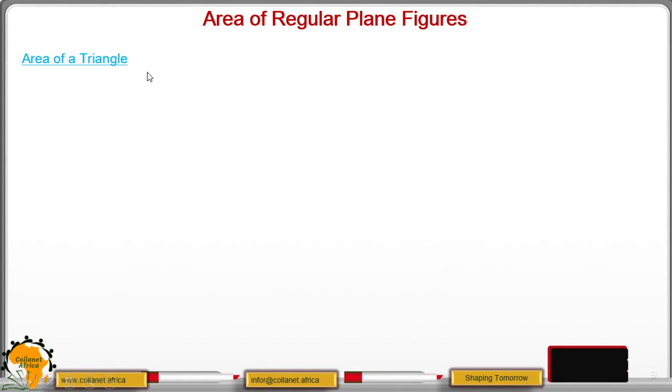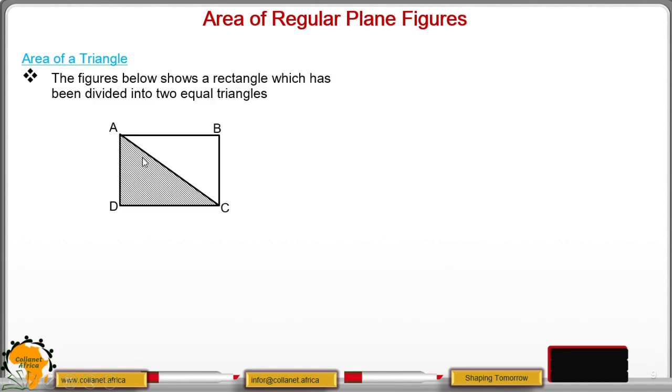From there, we can have the area of a triangle. So we have the figure that we have here. If you look at this figure A, B, C, and D, we can see that it is a rectangle. But by drawing this line, we can subdivide this rectangle into two equal triangles. We have A, B, C, and A, C, D. We have those two equal triangles.